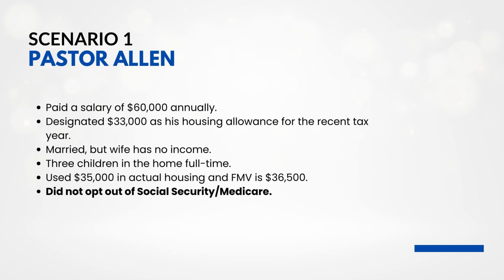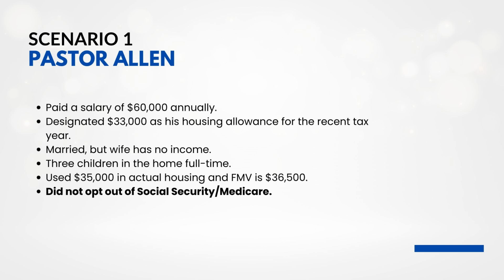Our first example is Pastor Allen. Pastor Allen is paid a salary of $60,000 annually. Of that salary, he designated $33,000 as his housing allowance last year. He's also married, but his wife didn't work, and they had 3 children in the home full-time. For this illustration, we'll assume that he spent $35,000 on housing expenses, and the fair market value of his home as a furnished rental was $36,500. That means his designated amount is the lowest of the 3 housing values and will be the amount excluded from his federal income tax calculation.